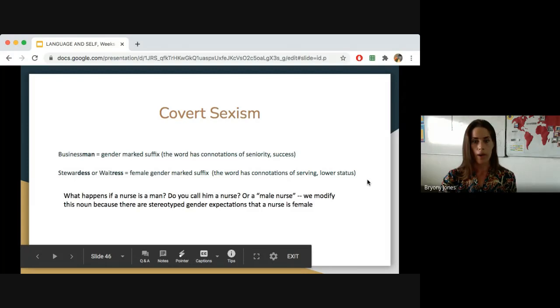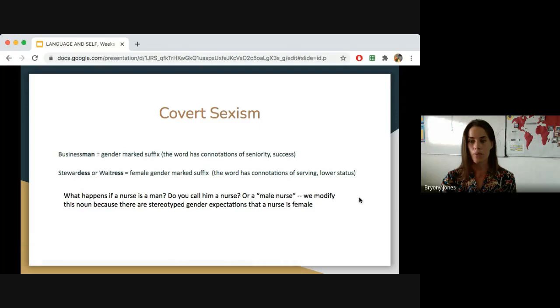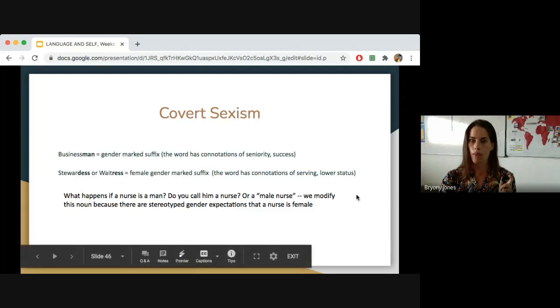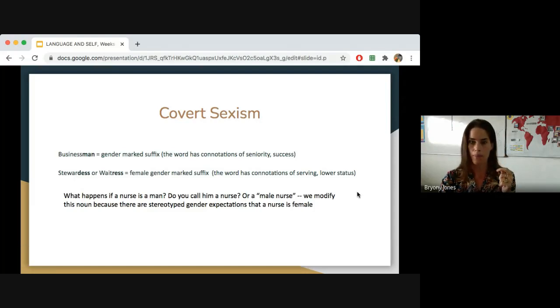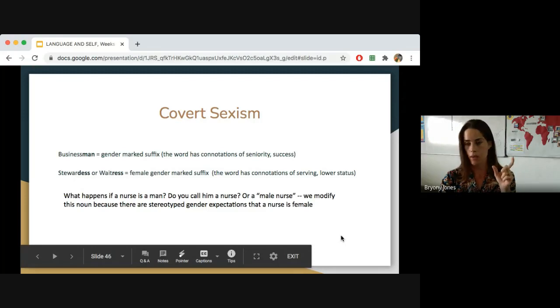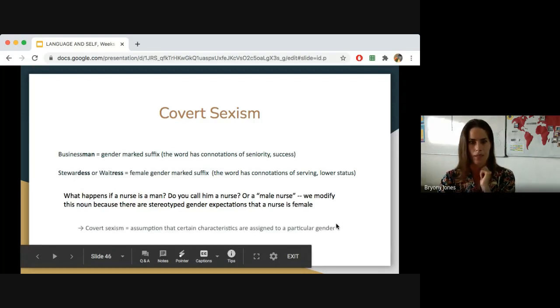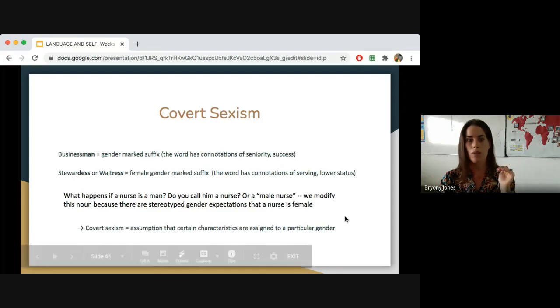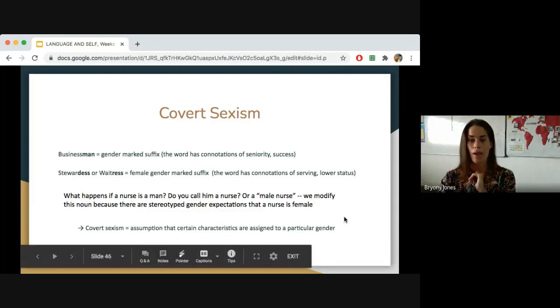All right, so what happens if a nurse is actually a man? Would you just call him a nurse? My friend is a nurse. Or would you qualify it by saying he's a male nurse? Because I know that your assumption is that I'm talking about a woman. So when we modify this noun, it's because we're aware that there is a stereotype or an expectation that the nurse is a woman, and I need to tell you it's a man. You guys get it? So this is covert sexism, the assumption that certain characteristics are assigned to a particular gender. That business people are men and that helping professions are women, typically.